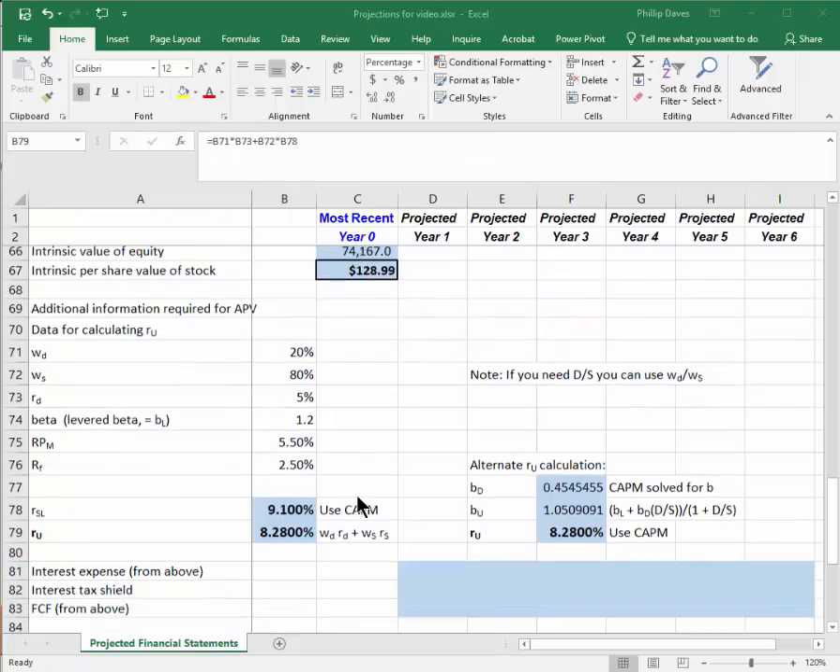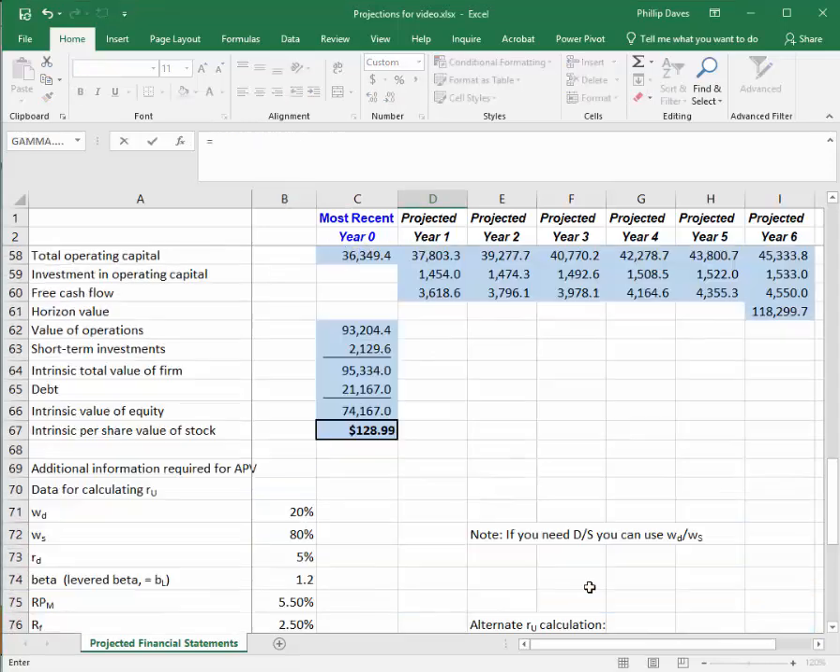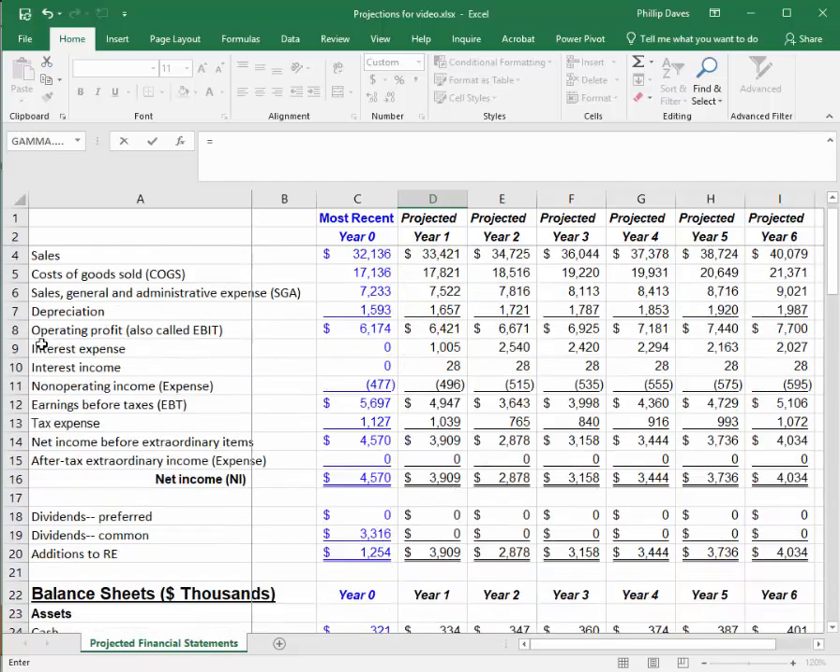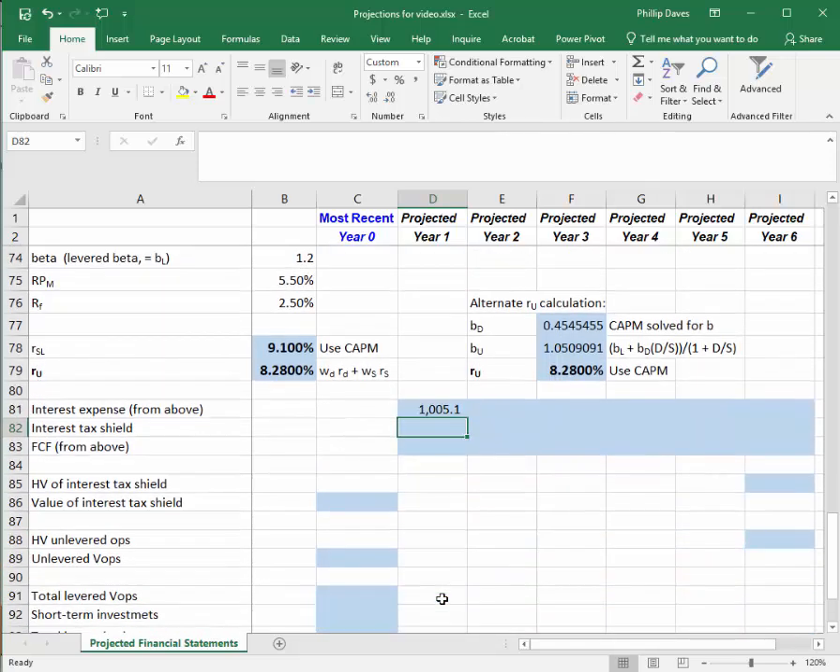So back to our company. Let's observe interest expense, and we know that our projected financial statements already have interest expense on the income statement. Notice we've got interest expense here. We've also got a separate line item for interest income, so this is not net interest expense, it's just interest expense. So we're going to keep that, so we have that line item for us to look at.